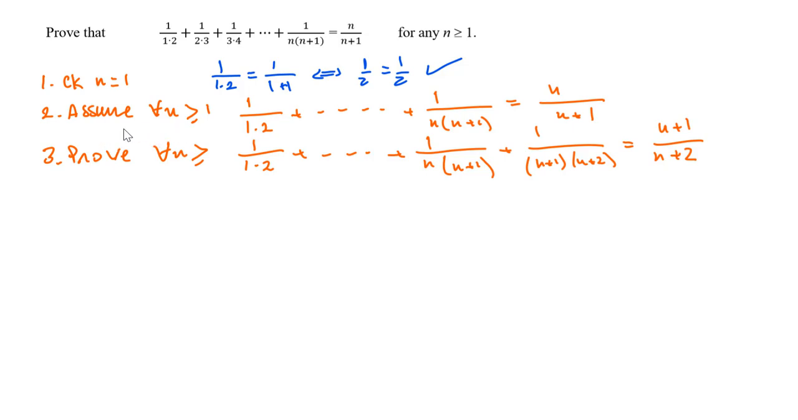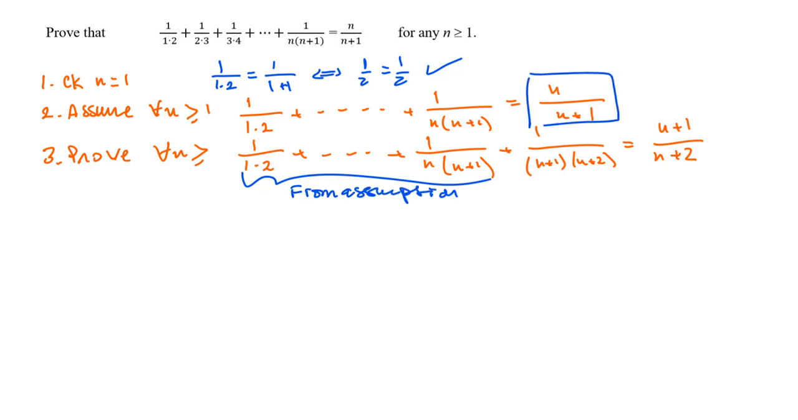The second step, we're going to assume it is true for n. And the third is to prove it for n plus 1. That means we add one more term. You replace n by n plus 1, and this must equal n plus 1 over n plus 2. So again, n, replace it with n plus 1. As we see here, from the assumption, this is equal to n over n plus 1.